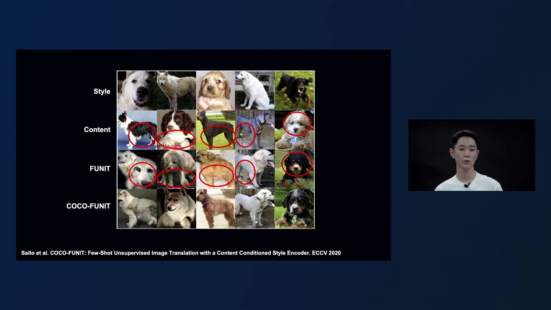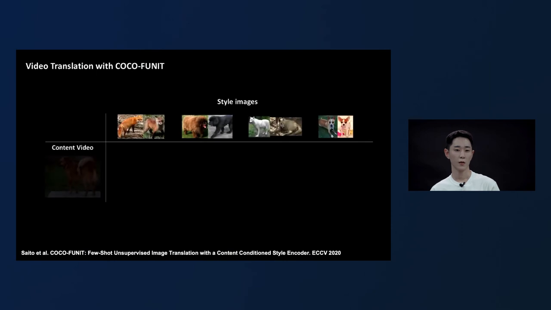Here's a comparison picture. Here you can see it is successful. If you apply the texture of the style image while maintaining the pose and shape of the content image, if you look at the red circle in the baseline FUNIT, you can see that the pose, shape, and the content of the content image have changed a lot. But in the case of CoCo FUNIT at the bottom, you can see the pose and the shape of the content were well maintained in the generated image.